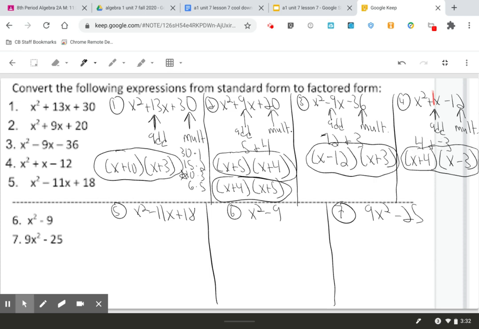And that is it. Okay. Last one with this one. So one last time, I'm going to do my add multiply thing.